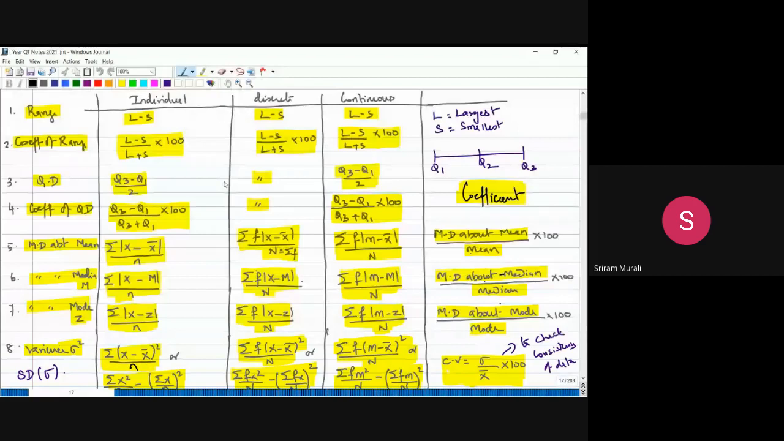So how are my observations deviating from the mean? Deviation is x minus x bar. Take the modulus because deviation can be plus or minus. Add this, divide by n. This is what we call the mean deviation. If I replace x bar by M, then this is mean deviation about median. If I replace M by Z, this is mean deviation about mode.